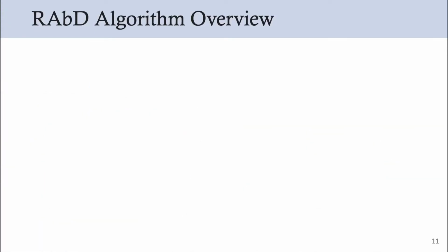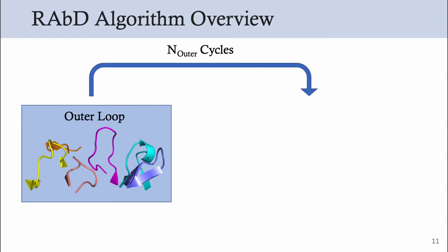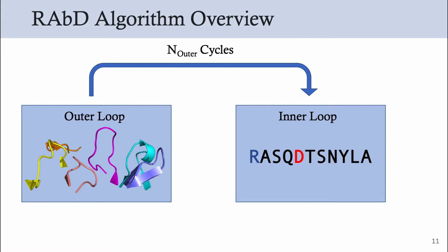Now that you understand about loop clustering, let's discuss the RAbD algorithm. The RAbD algorithm follows this general workflow. The outer loop randomly chooses one of the CDR loops and replaces it with a loop from the database. Then, the inner loop is entered, where the algorithm performs sequence design and local structure optimization. After each design and optimization is completed, the new model is either accepted or rejected according to the Monte Carlo criterion. This cycle repeats for n cycles.